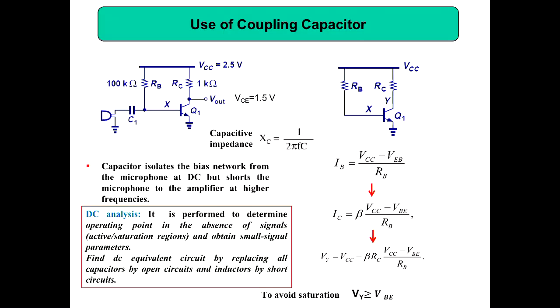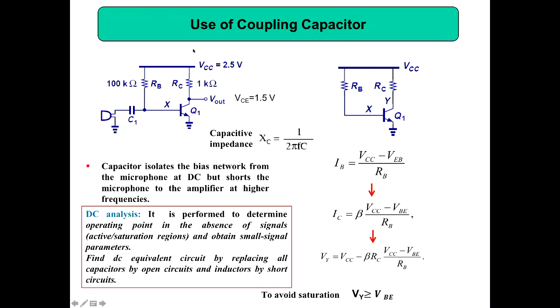Nobody will calculate the values before the circuit is designed. You know what I mean? Then you will be designing something like this. Okay, I have my microphone, I will put a coupling capacitor, then I have RB and this transistor. I have the data sheet, then I will put some VCC, then I will find RC and I will find RB. This is what you will first design on paper.